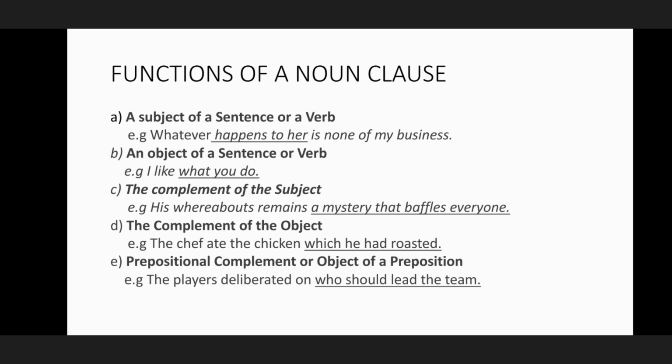Now moving to the second one, a noun clause can function as the object of a sentence, also of a verb in a sentence. Let's look at the sentence below it for analysis. For example, "I like what you do." What you do in the sentence is what? A noun clause. And when you look at the whole sentence, the verb in that sentence is the word "like."